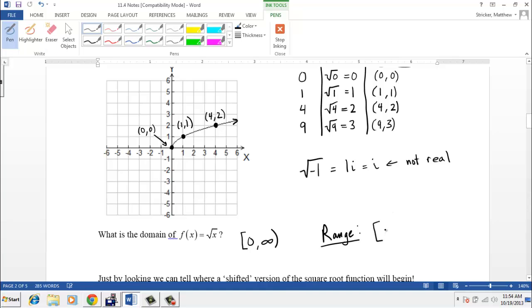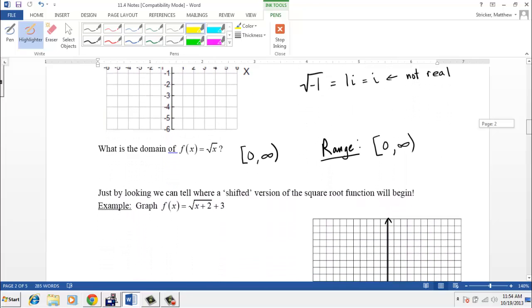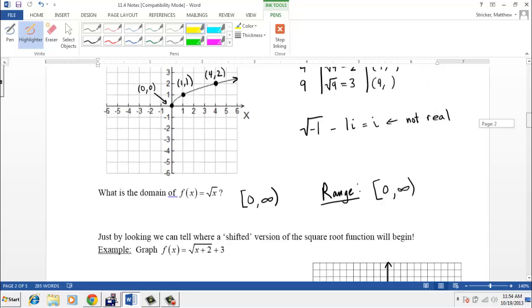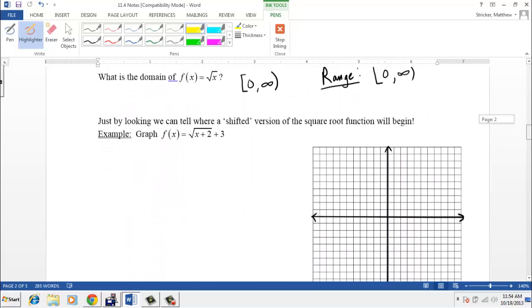Yeah, again, the range is also 0 to infinity because it never goes negative. The range goes from 0 up. As it keeps climbing, it's going to hit all these positive y values, but never go negative. So again, just like the last one, we can tell we're a shifted version of this basic square root function. We're going to shift it.